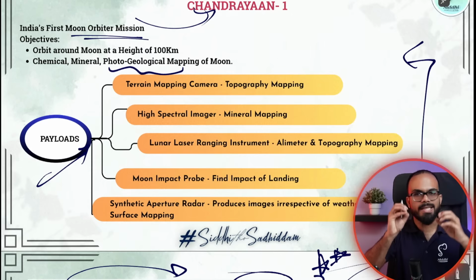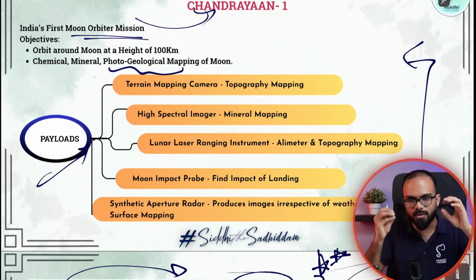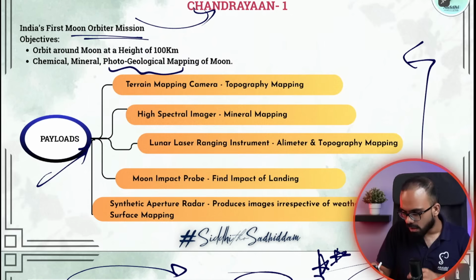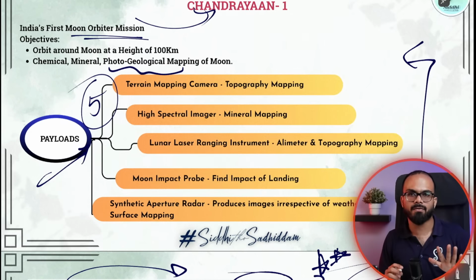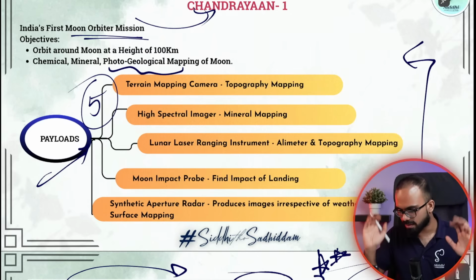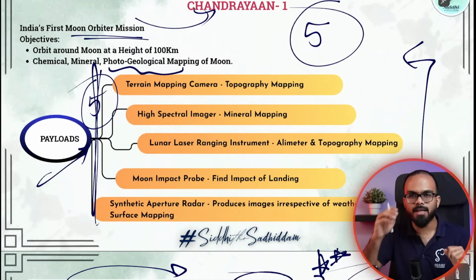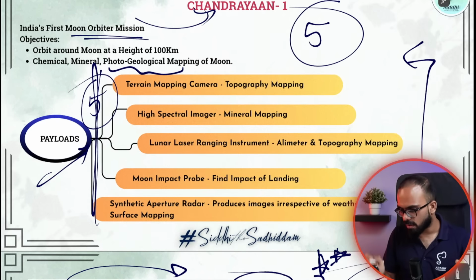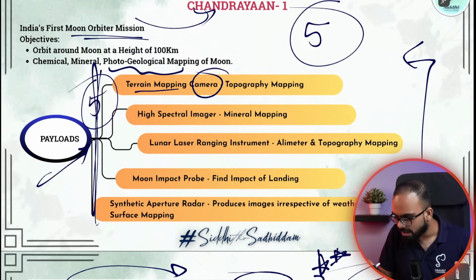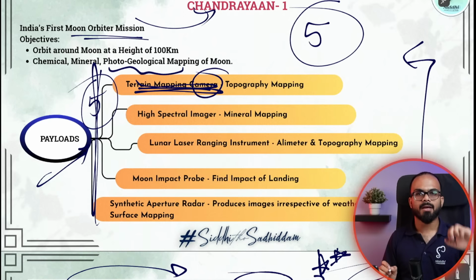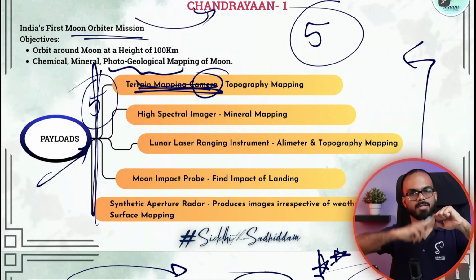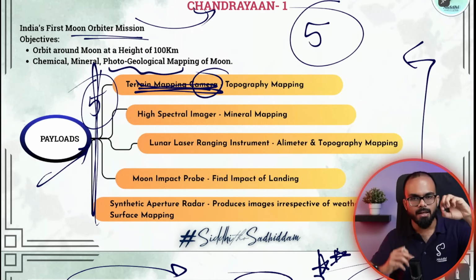Now let us look at some names of the payloads. In today's class, I will introduce you to only 5 payloads and 5 names so that it will be easy for you to understand. On Chandrayaan 1, there are 5 different instruments that are placed, 5 payloads. One is a camera called the Terrain Mapping Camera. The objective of the Terrain Mapping Camera is that you go around the surface and understand the heights.